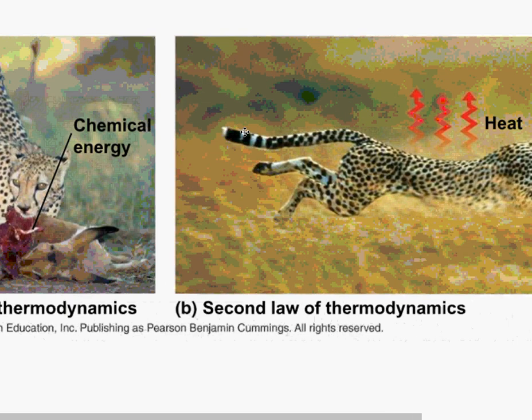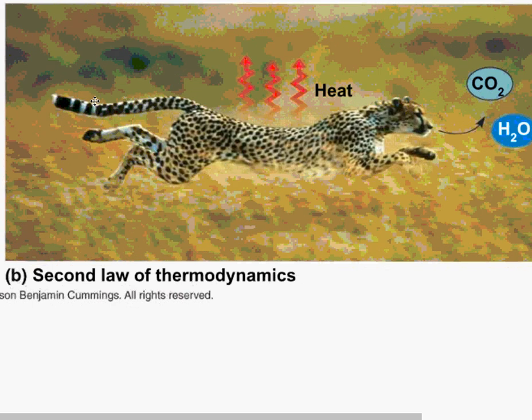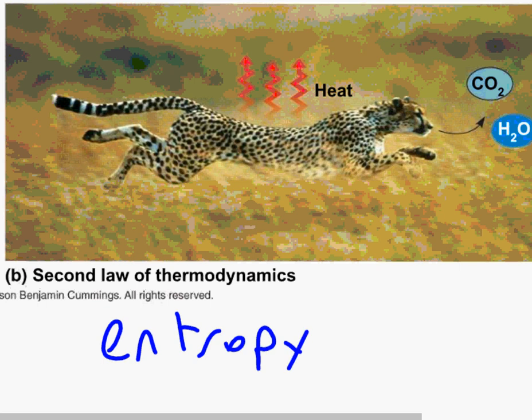The second law of thermodynamics states this, that every energy transfer increases the amount of entropy in the system, whatever system that is, ultimately in the universe, increases the amount of entropy in the universe. Entropy basically means disorder. It is unable to do work because it has a low state of order, whereas energy that's found in chemical bonds is all structured and ordered.